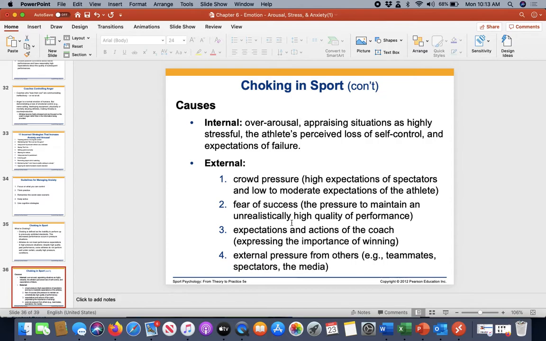Okay, now there are a lot of different reasons, internally and externally. It just depends on how it's perceived by each person. All right, so over-arousal, appraising the situation as highly stressful when maybe it's not, loss of self-control, and being expected to fail. Those are internal. That's more you. Whereas external, we're talking more about crowd pressure, the fear of success, coaching expectations, and pressure from others. All right, so that can become critical there.